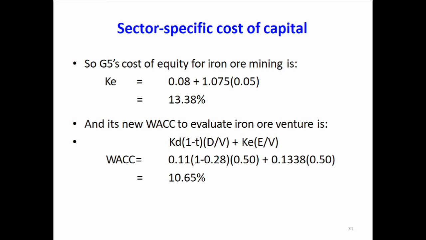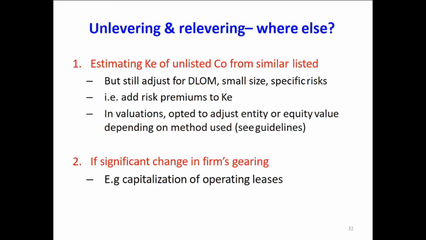The cost of equity we calculated of 13.38% will then be weighted. Once this is done, we will get a weighted average cost of capital of 10.65%. This is the WACC that G5 can use to assess whether it should invest in iron ore mining. So where else is it appropriate to unlever and relever a beta?